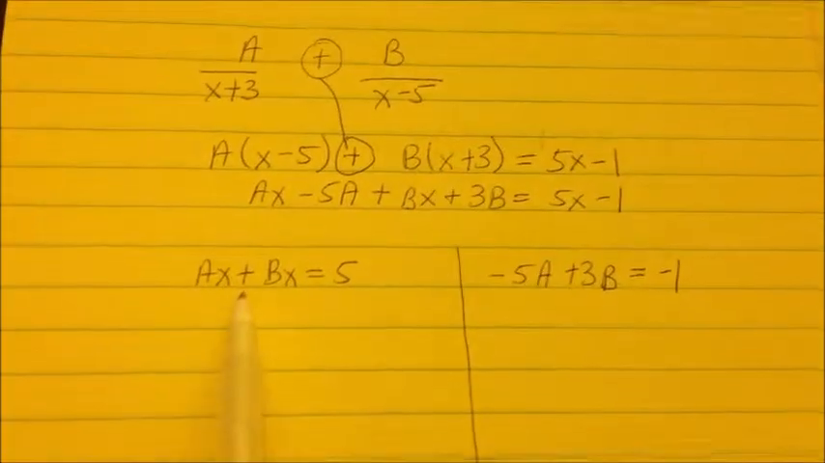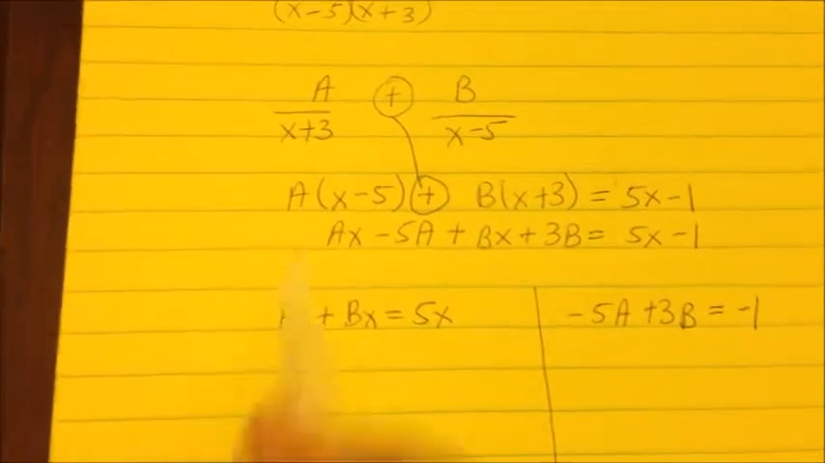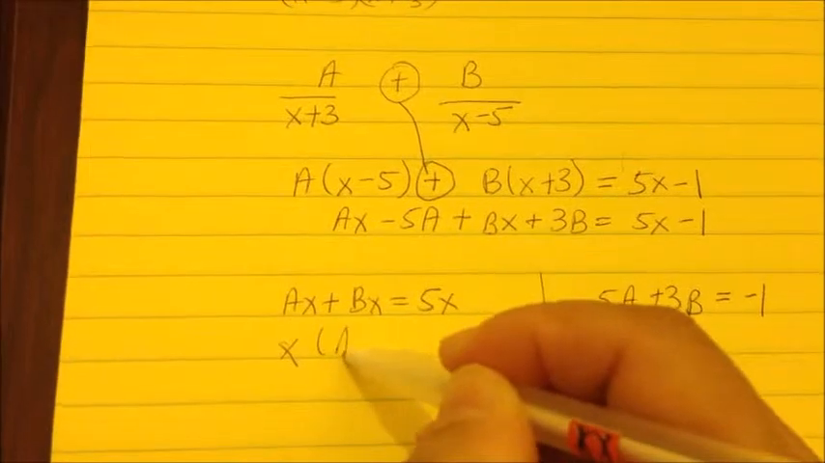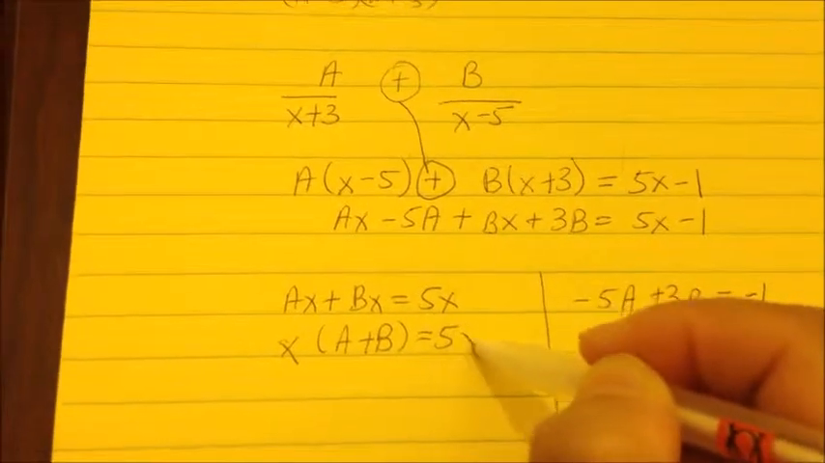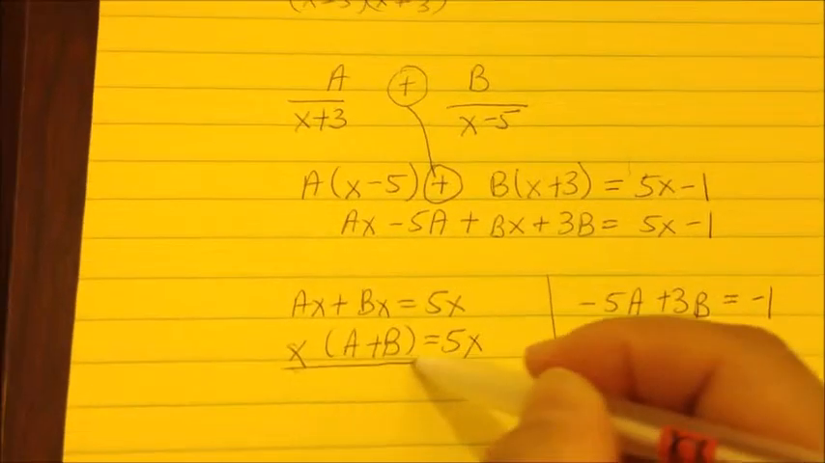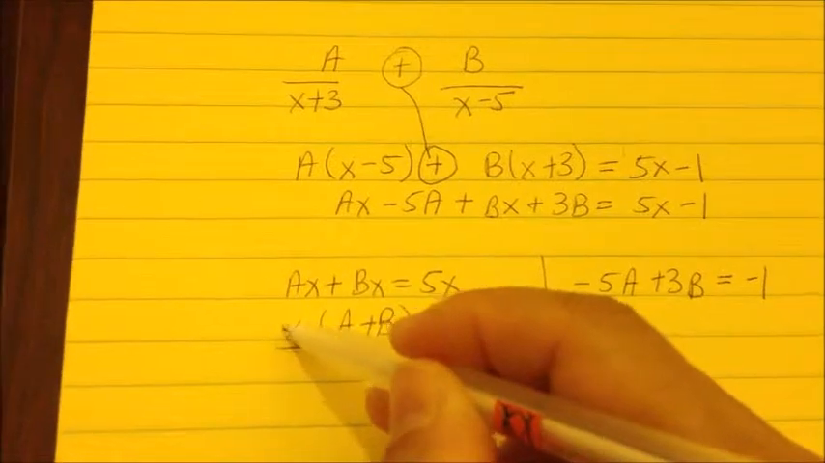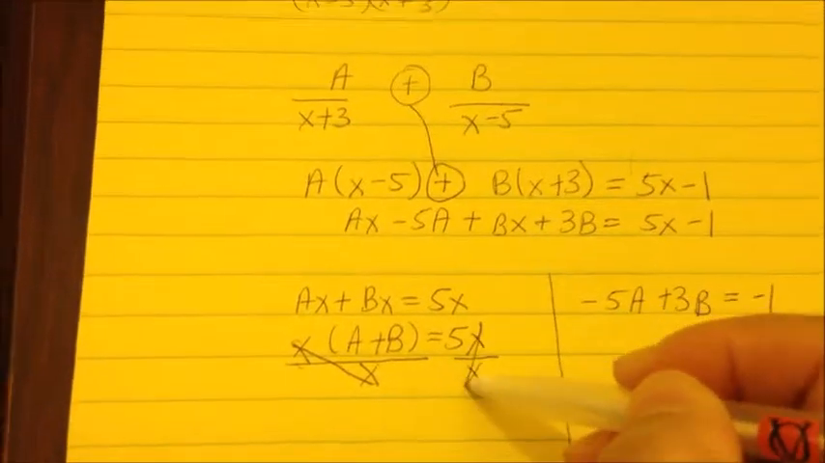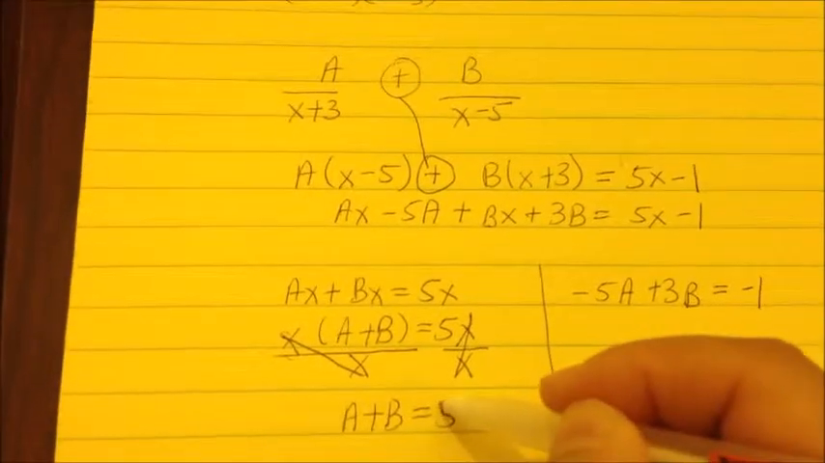I'm going to continue on this side right here. Oops, I forgot an x right there. So I'm going to factor out an x. We have A plus B, all times x, is equal to 5x. I'm going to divide both sides by x, and the reason why I want to do that is because I don't want the x's. I actually want to get rid of them. That cancels out the x on both sides, so you're left with A plus B is equal to 5.